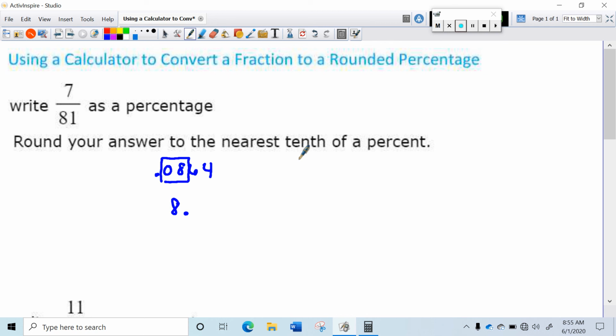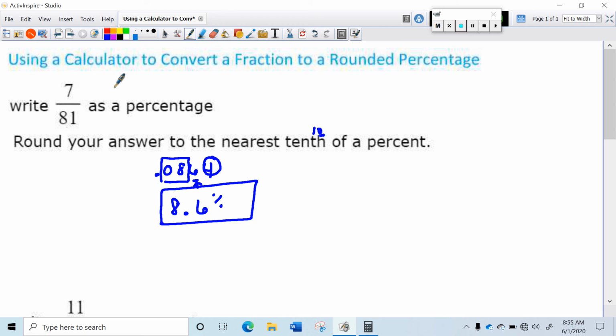Now it wants the nearest tenth, and the number 10 has a 1 and a 0, so it wants one number after the decimal. But you've got to decide whether to round that up or leave it alone. Since the number after it is smaller than a 5, you're going to leave it alone. So 8.6 and then percent, and that will be the answer.